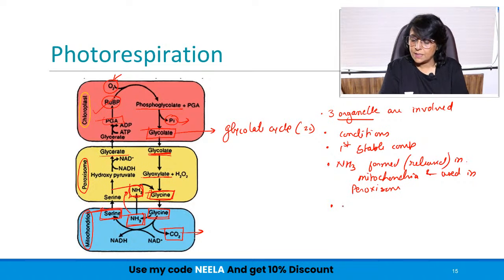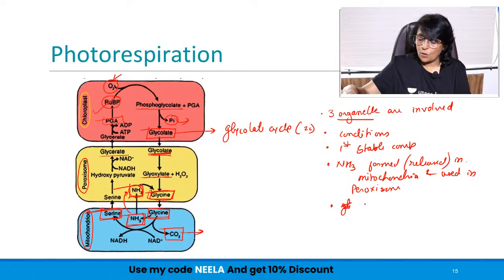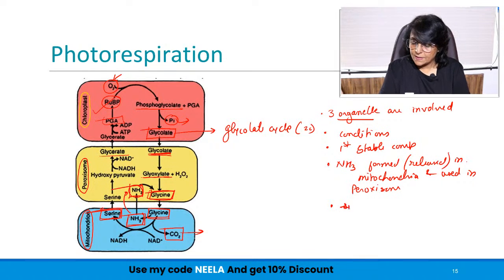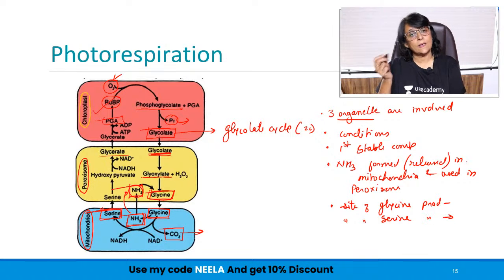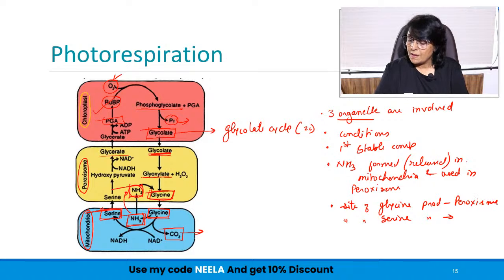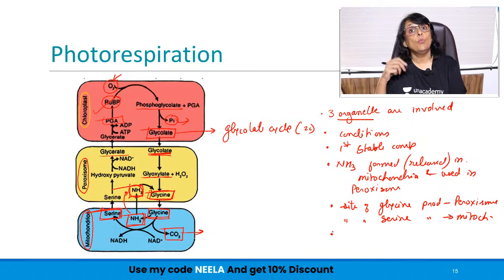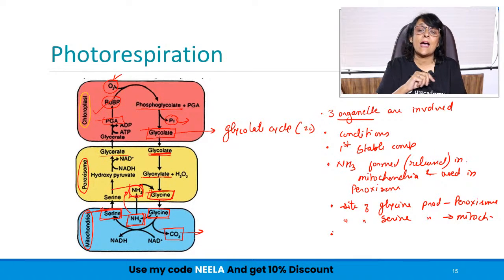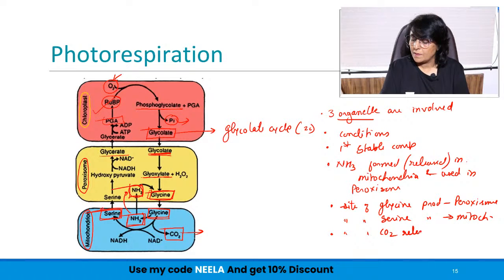So the next is site of glycine production, site of serine production. These are the questions. So where is glycine produced? It is peroxisome. Where is serine produced? It is mitochondria. And now, in which organelle is carbon dioxide released? So site of CO2 release, that is again mitochondria.